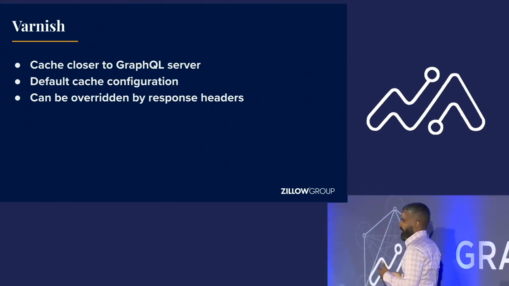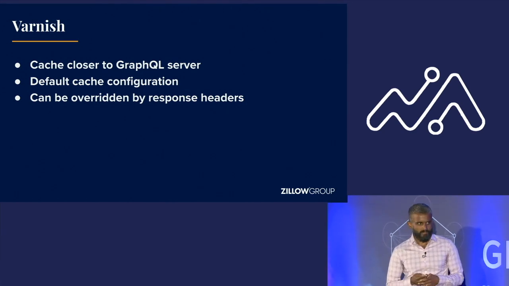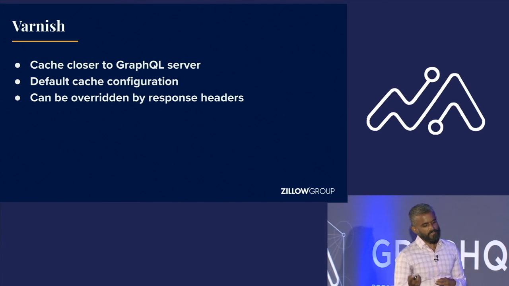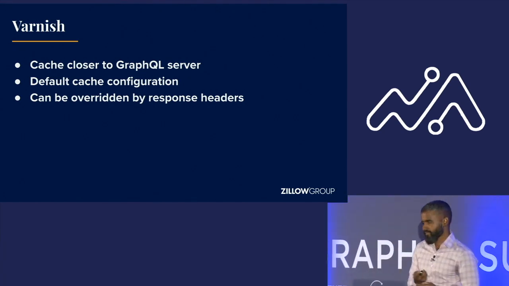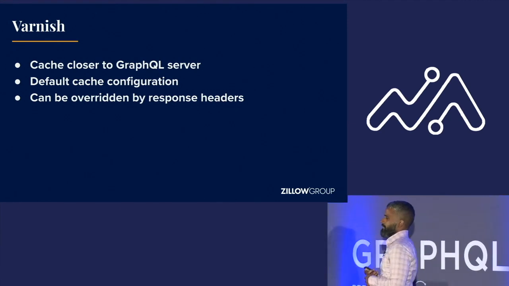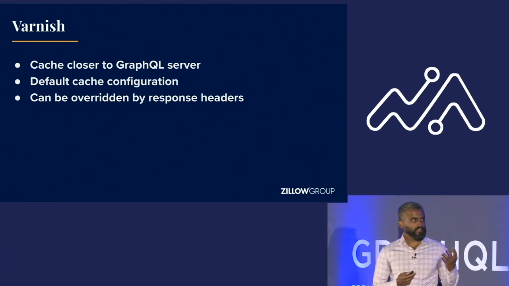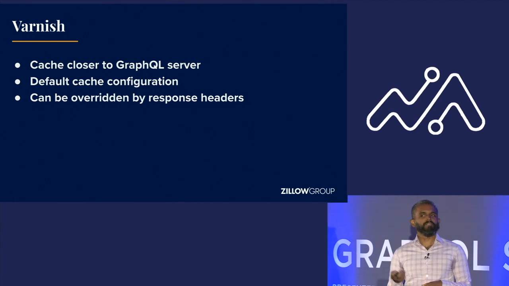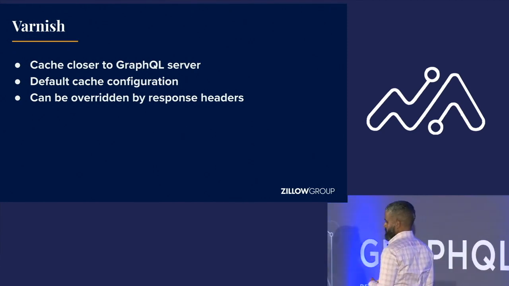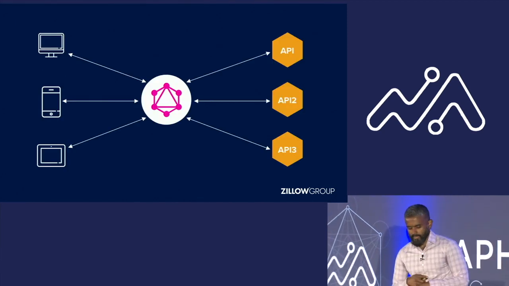And we also wanted a way to experiment really quickly. We didn't want to go to the backend APIs to change any of the cache values or cache configurations. We could just do that at the Varnish layer. And those cache configurations can be overwritten by response headers. So that was really easy to test and play with.